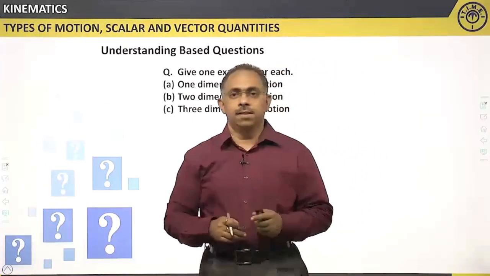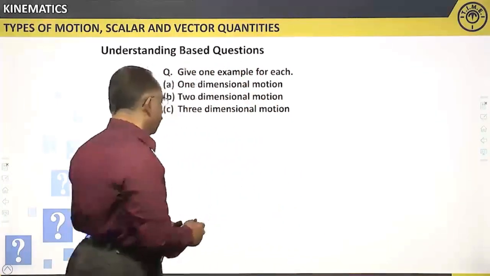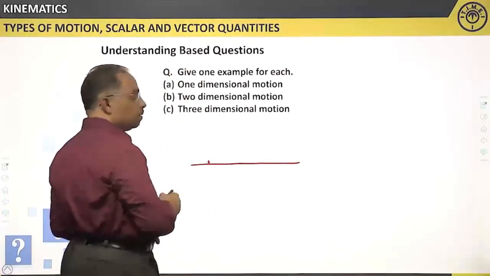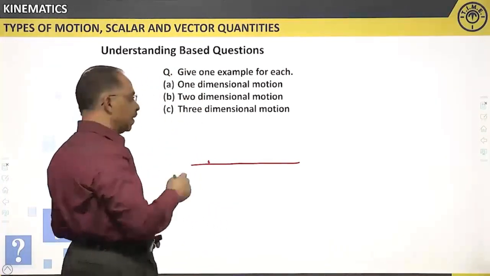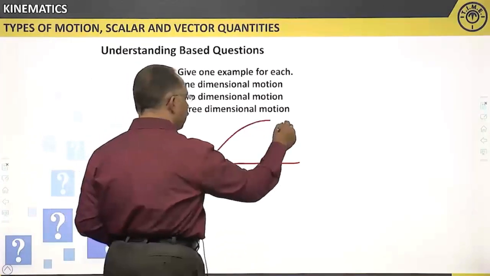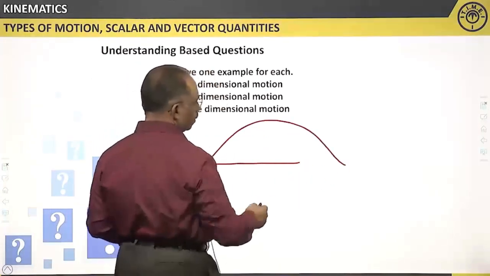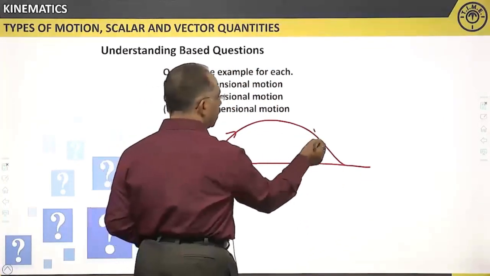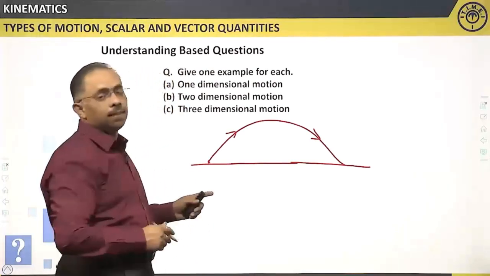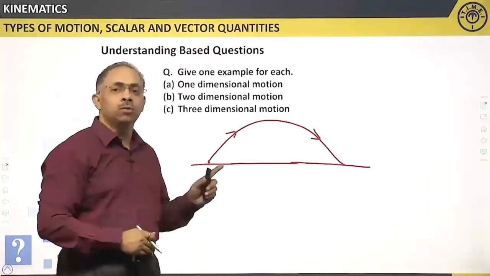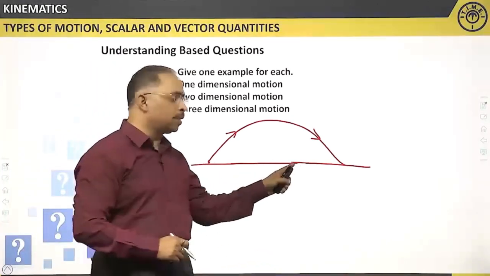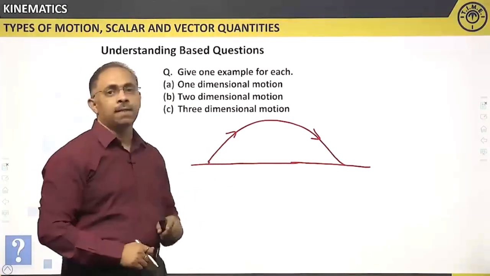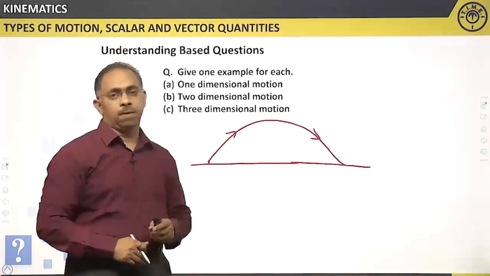Clear? If we take an example, say there is a cricket field and the batsman is here, and the batsman hits the ball for 6 runs. Then the ball will follow a path like this. Clear? This is the horizontal, and the path followed by it is a curved path. That means the body is going in two dimensions. It is going horizontally as well as vertically. So, this can be a better example for two-dimensional motion.